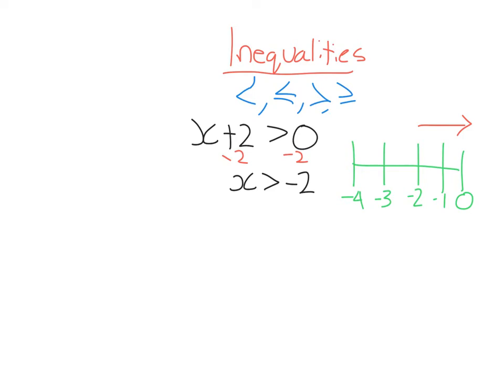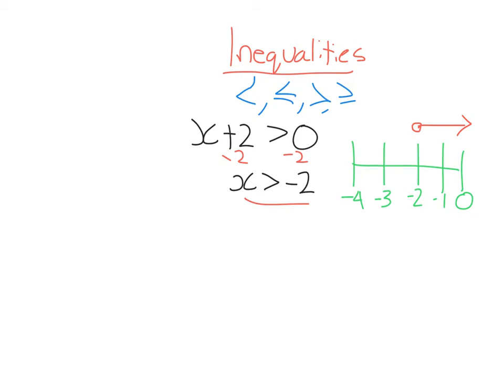So you put a circle at the start. So I put a circle here. You colour in that circle if it includes the value, and you don't colour it in if it doesn't. So here, it doesn't include minus 2. X has to be greater than minus 2. Minus 2 is not greater than minus 2. So I'm going to leave this circle uncoloured.